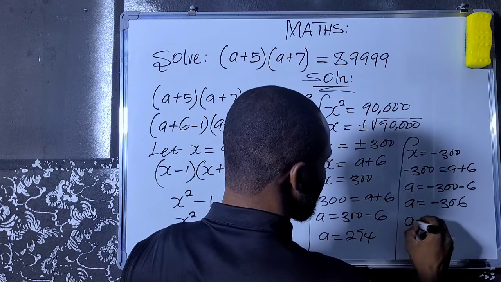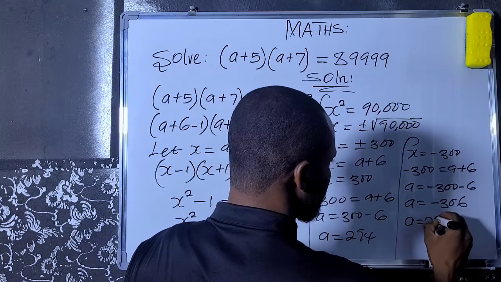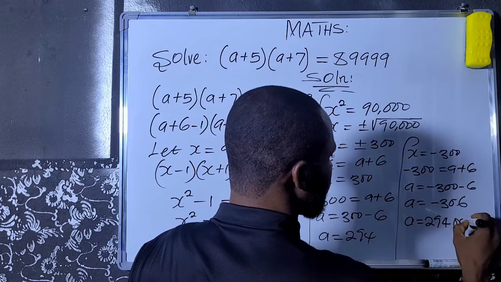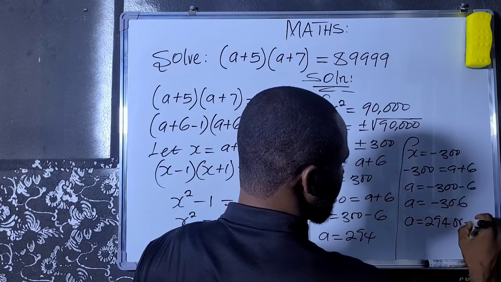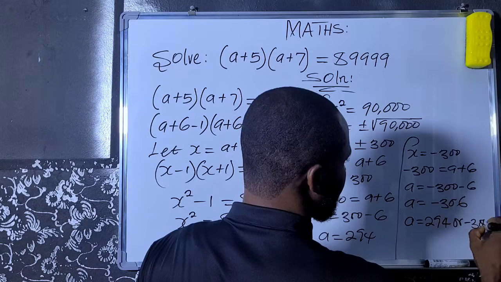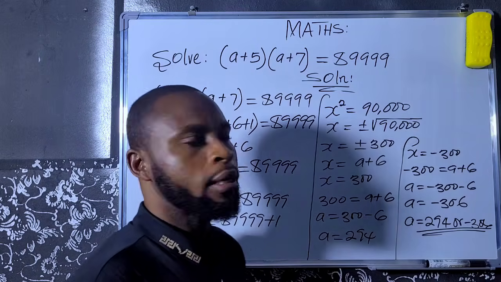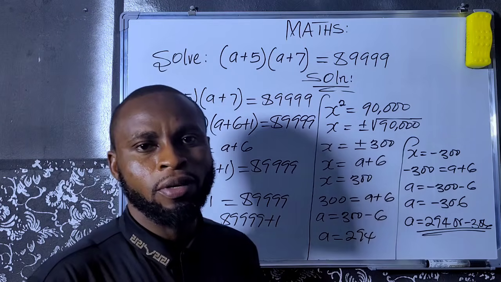Therefore, a equals 294 or a equals -306. And these are the possible values of a that will satisfy this equation.